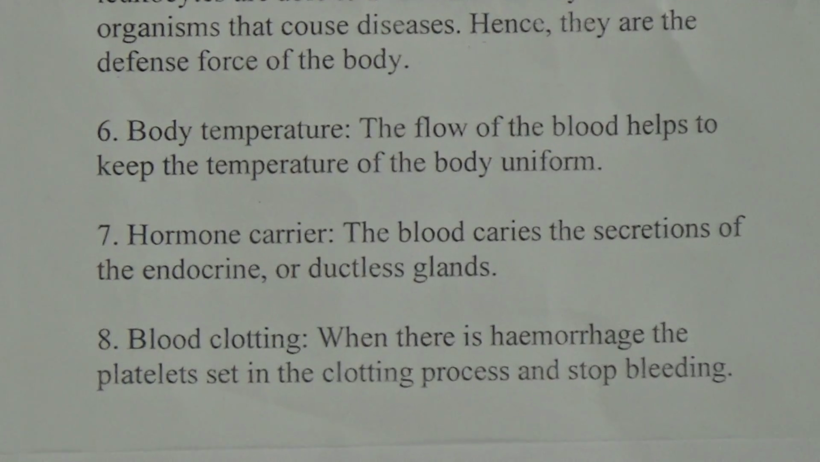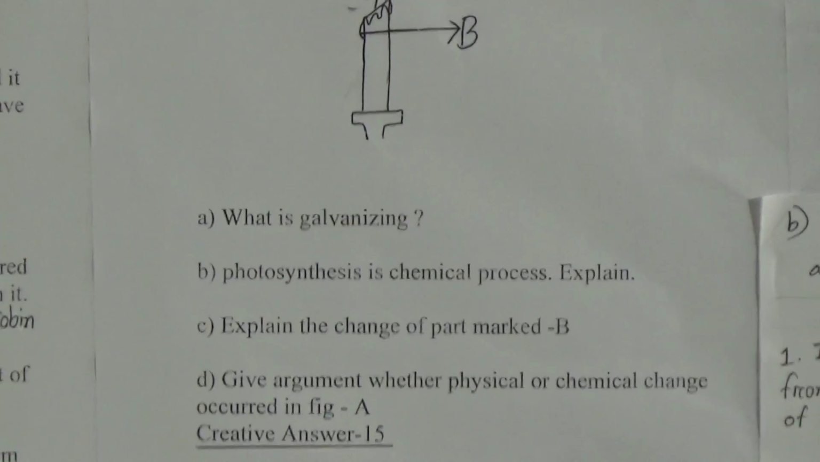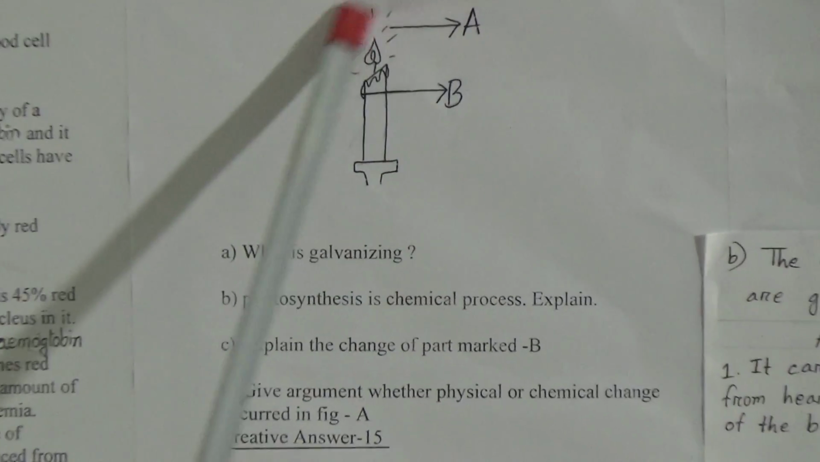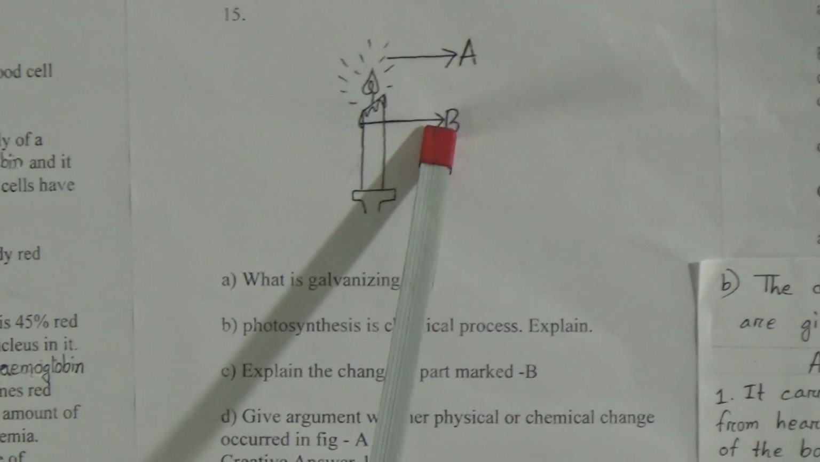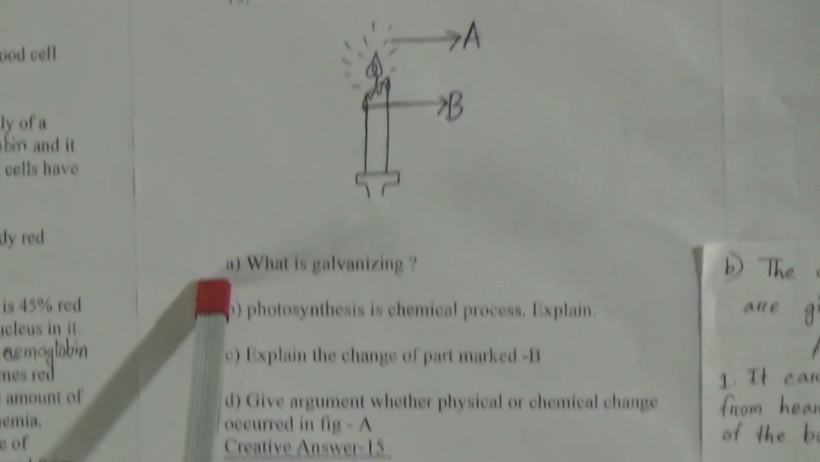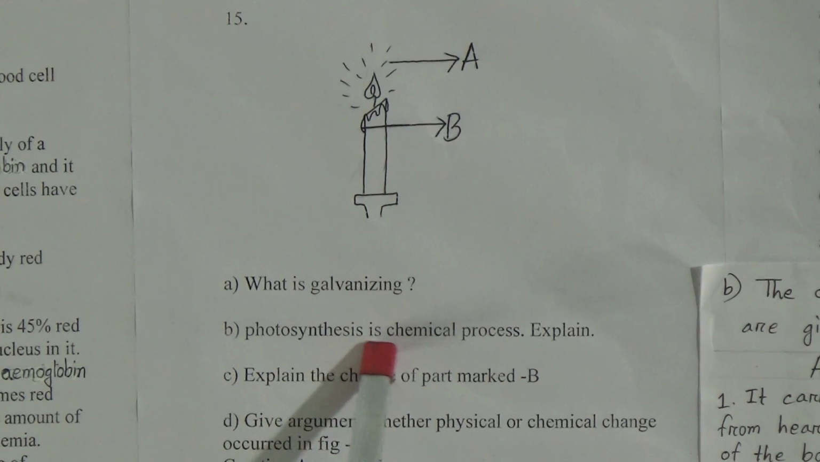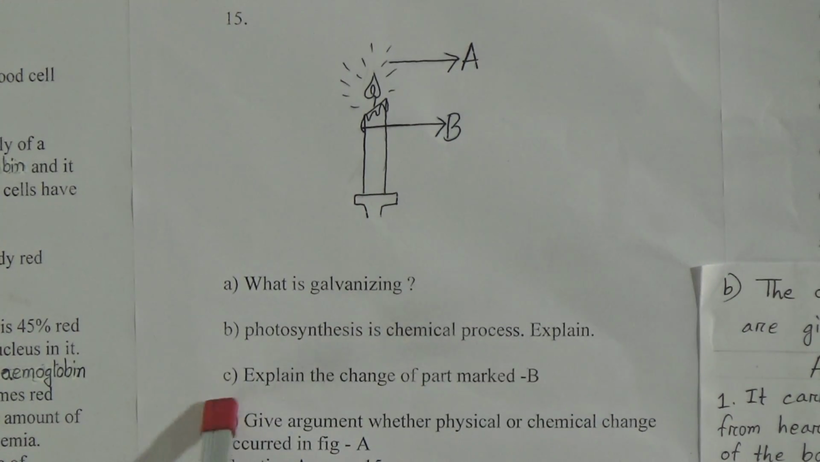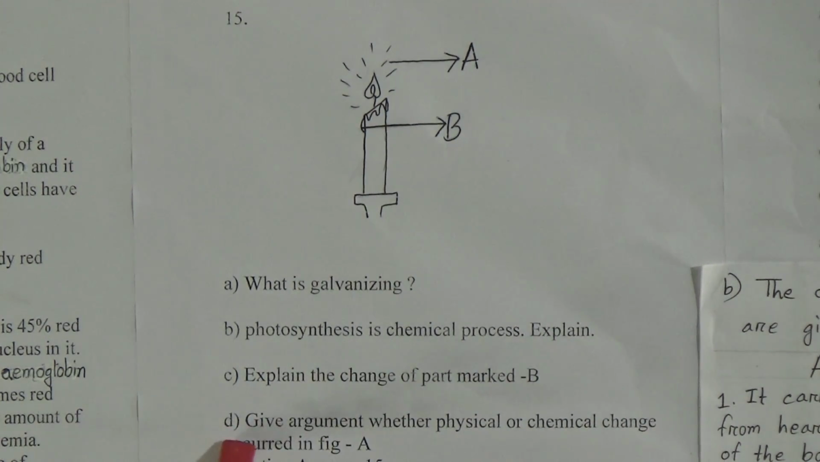Now, 15 number creative question and answer. Now, we will discuss that. You can see here is a stem and here is a mark A and this one is B. A number question is, what is galvanizing? B number is, photosynthesis is a chemical process, explain. C number, explain the change of part marked B, that means this part. D number, give argument whether physical or chemical change occurred in figure A.